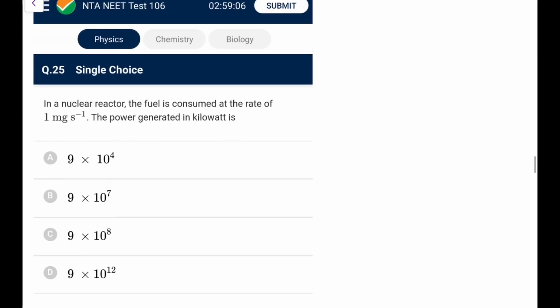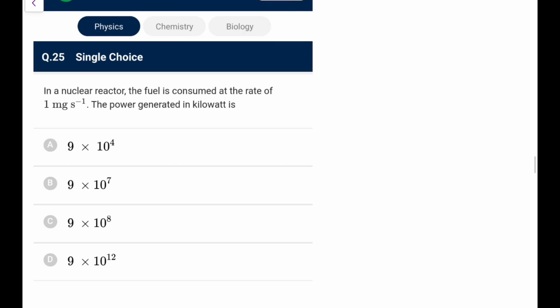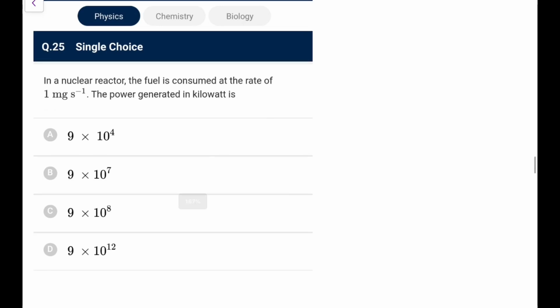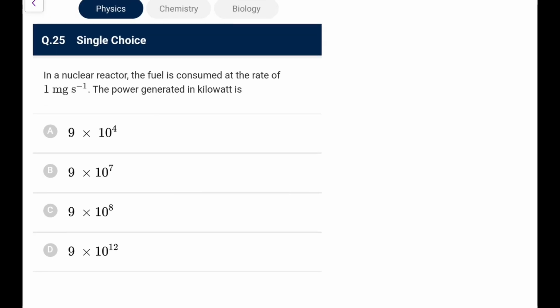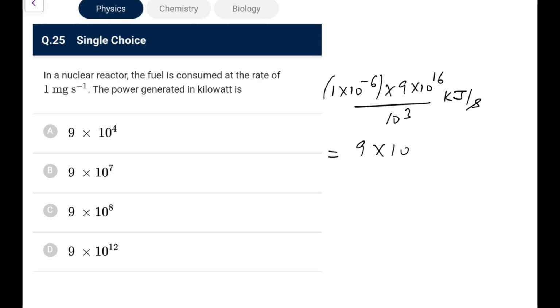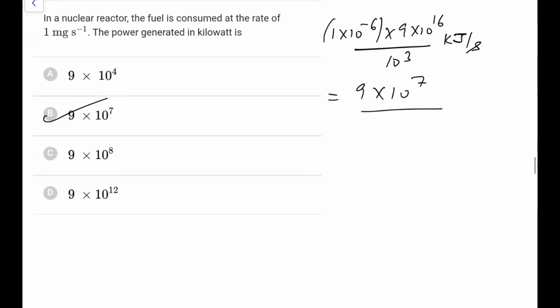Next, in a nuclear reactor, the fuel is consumed at a rate of 1 milligram per second. The power generated is, just go by kilowatts, so power would be 1 milligram, that is 1 into 10 to the power minus 6 kg into 9 into 10 to the power 16, that is the energy released, mc square, in kilowatt, so divided by 10 to the power 3. That is joule per second, or kilojoule per second, or kilowatt. So this is 9 into 10 to the power 16 and 9, that is 7. So 9 into 10 to the power 7, not a tough one, this you can do better than the above one.